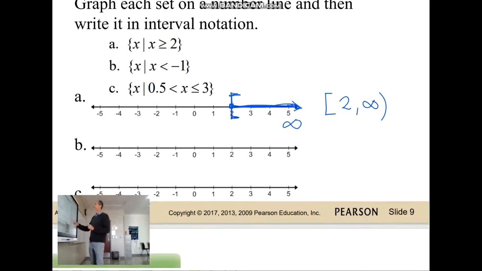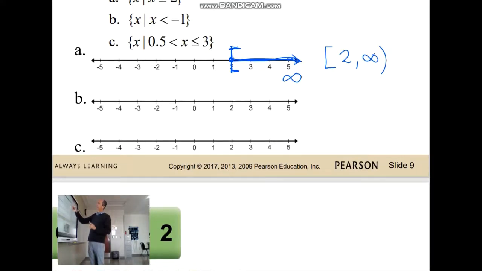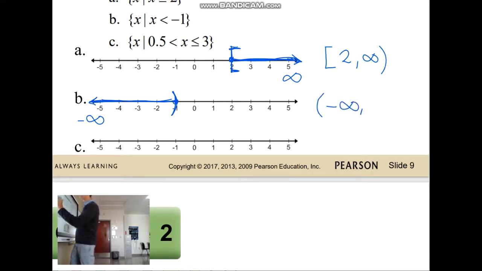Letter B: x less than negative 1. Find negative 1, right here. Since it is less than, that means we don't have the equal sign underneath the inequality. Represent with the parentheses, and everything that's less is included all the way to negative infinity. And the interval notation is going to be parentheses, negative infinity, comma, negative 1, and parentheses, because negative 1 also is not included.